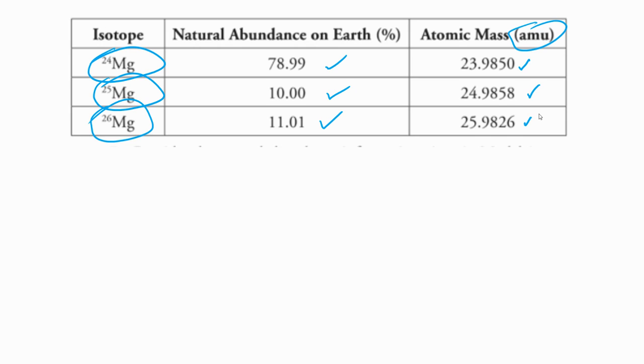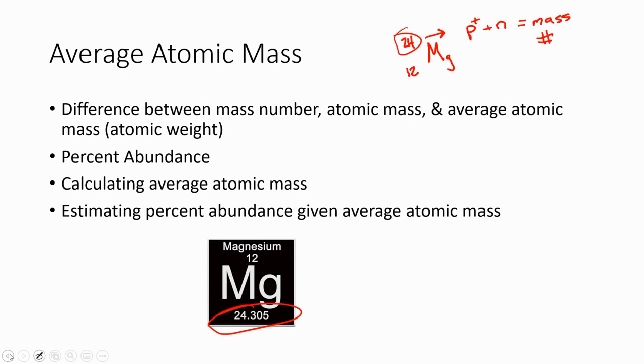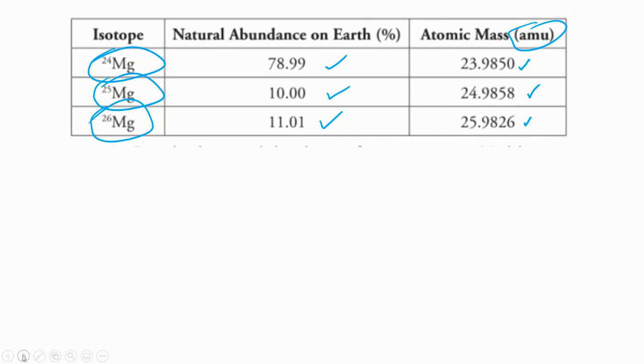I want to know, if I go back, where does this number 24.305 come from? Well, it's an average, but it's a special kind of average. When you're in math class and you're asked to find an average, you say A plus B plus C, and you divide it by the total number of values, in this case 3, to get an average.